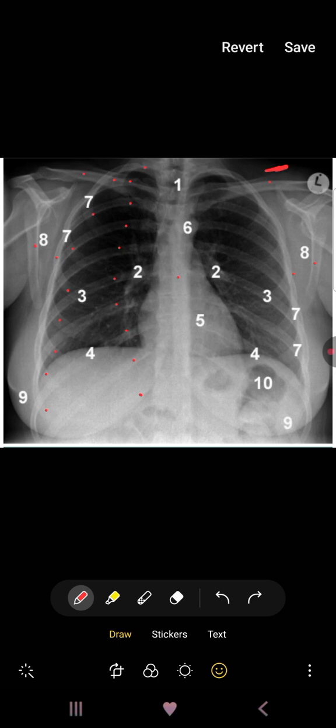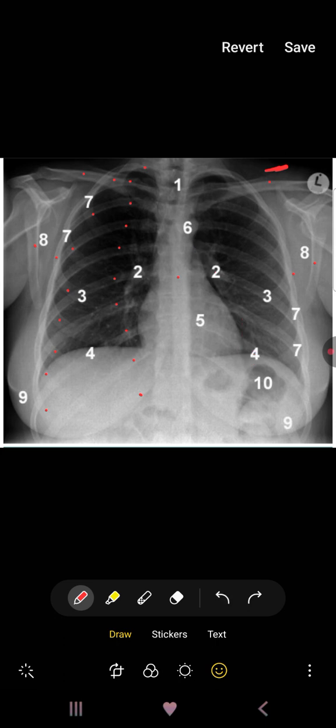Now coming more towards the center, we can see the heart. How would you identify the chambers of the heart on the chest X-ray? This area here is the left atrium. This area here is the left ventricle. This whole area here is the right ventricle. The right atrium is not that easily appreciated on chest X-ray.